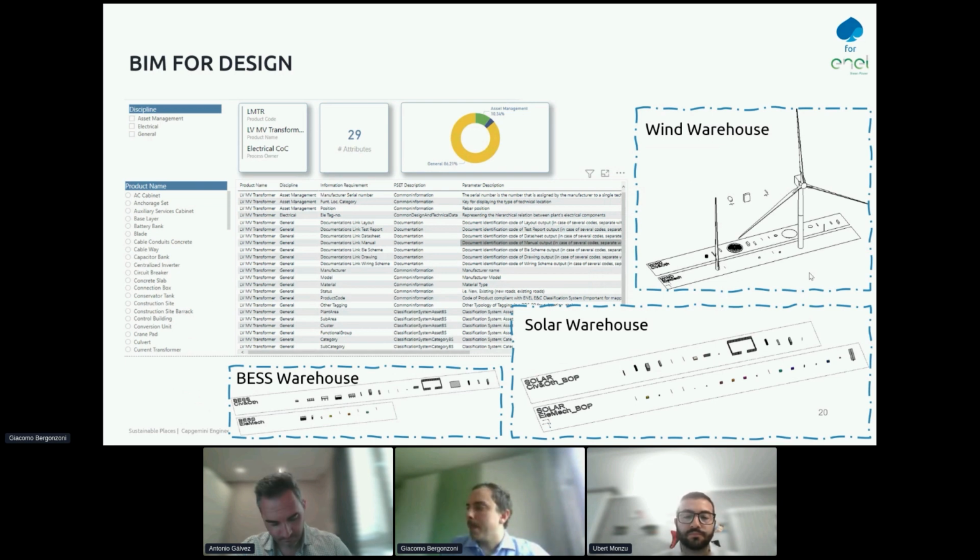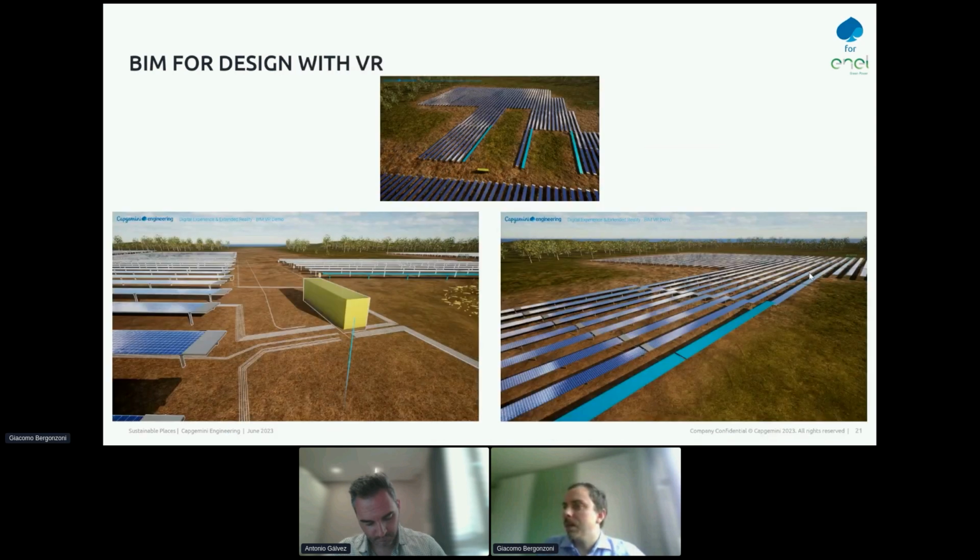And so in this way, the supplier and the partner of Enel can use this library like a starting point, with already the data model implemented to work inside the BIM authoring tool and develop the design properly. Also, we test a VR environment, the possibility to put our BIM model and show and see the information in a more realistic and immersive environment, to enable also new use cases.